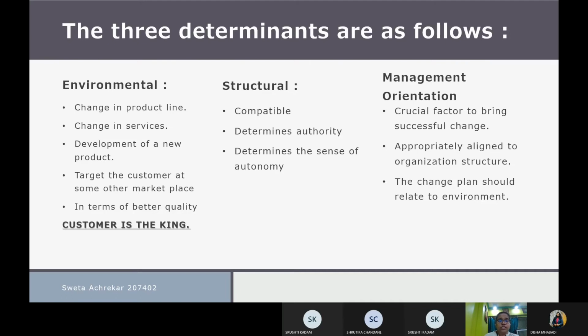Second, structural. Structure of the organization and strategy should be compatible, or else it will become a major hurdle to adapt change. The structure of the organization determines the sense of autonomy. Third, management orientation. Management's support for the change is also a crucial factor to bring about the change successfully. Orientation of management should be appropriately aligned to organization structure. The change plan should also relate to the environment.